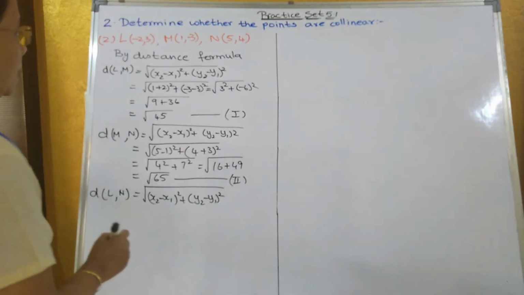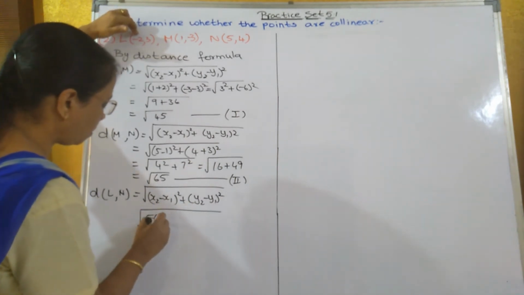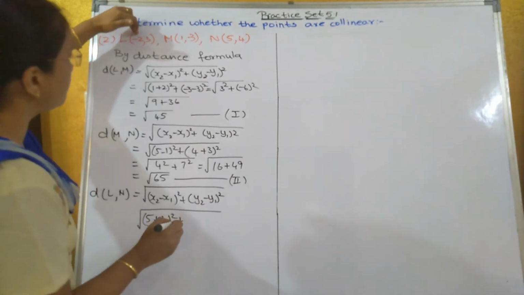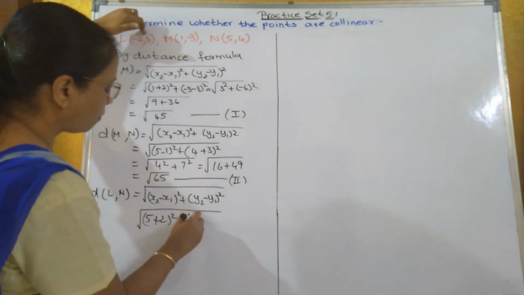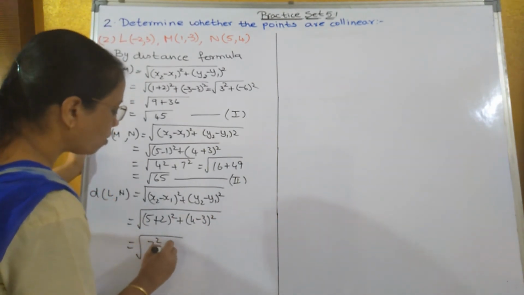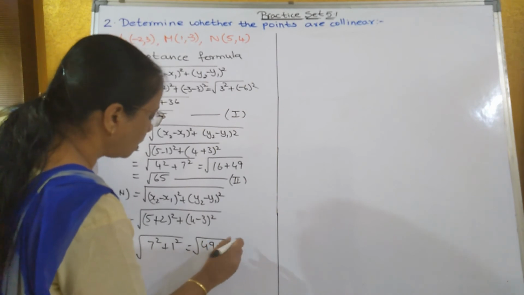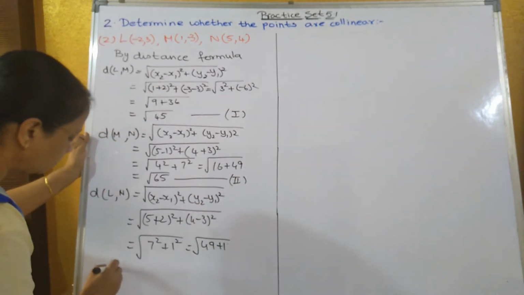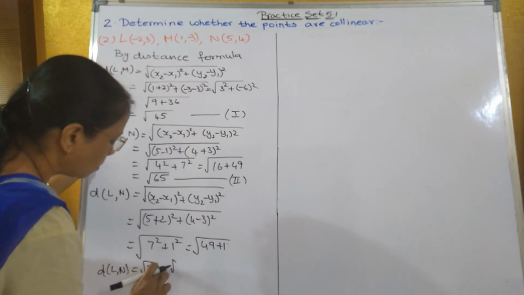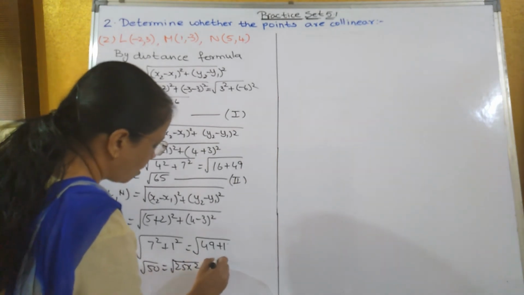Now next one, LN, this and this. So (5 plus 2) the whole square plus (4 minus 3) the whole square. So that's equal to how much? 5 plus 2 is how much? 7 square. 4 minus 3 is how much? 1 square. So that's equal to 49 plus 1. So distance LN is equal to how much? Root 50. That's equal to root of 25 into 2. So that is equal to 5 root 2.